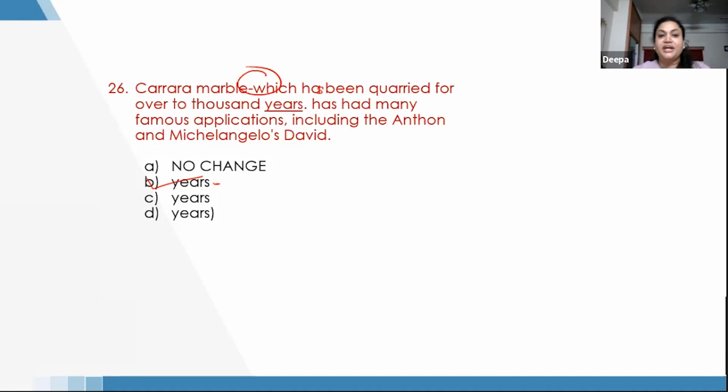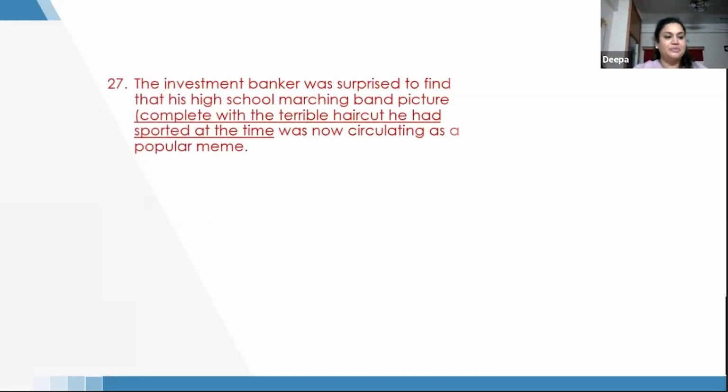Yeah, I think probably one of the options has missed getting a dash. So therefore B is the right answer because we have added the dash there. Let's go to the next question.